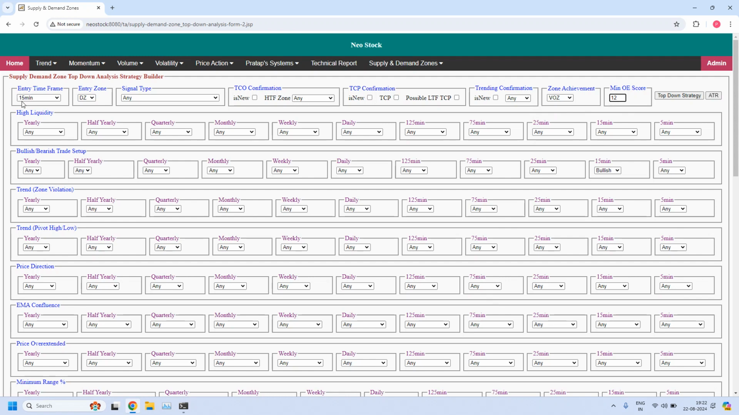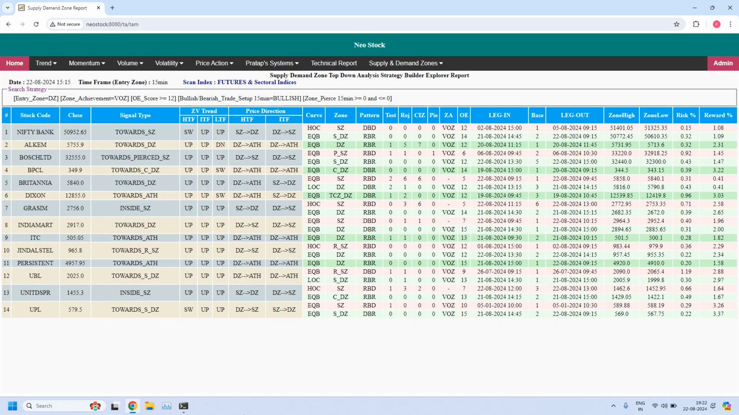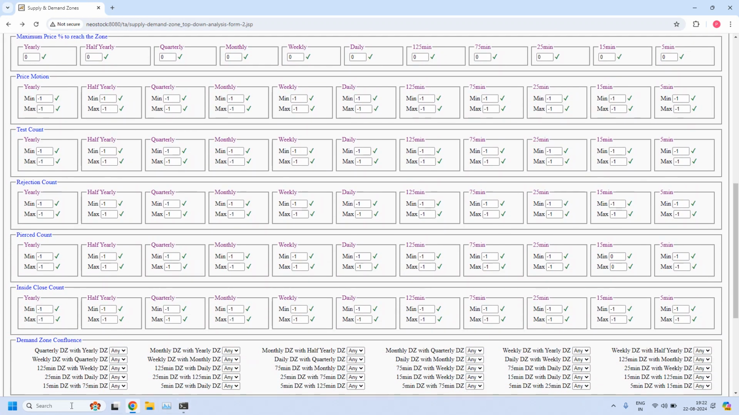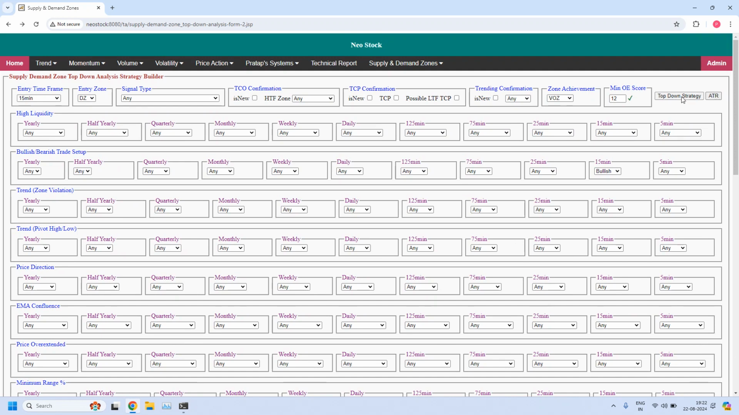All the three filters are applied to 15 minutes demand zone, and 14 stocks are filtered. These 14 stocks are supporting bullish trade setup for daily income trade. Now let's verify how many of these 14 stocks are having ITF confluence, that is 15 minutes and 75 minutes demand zone confluence. So here we have 15 minutes demand zone and 75 minutes demand zone. I am enabling this option. Now let's filter the stocks.